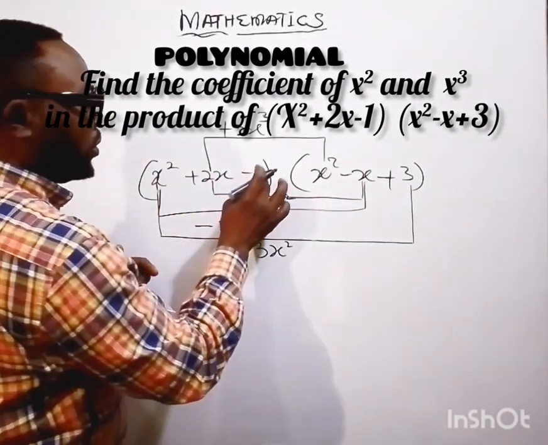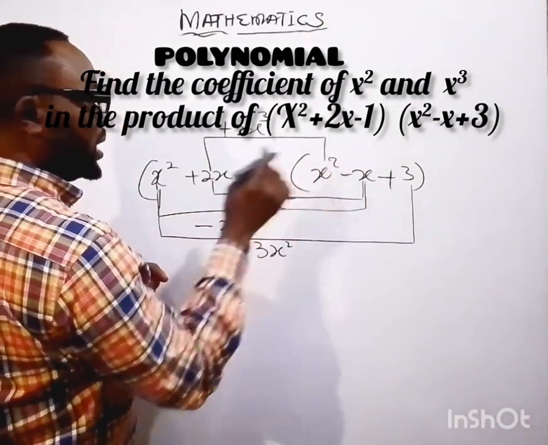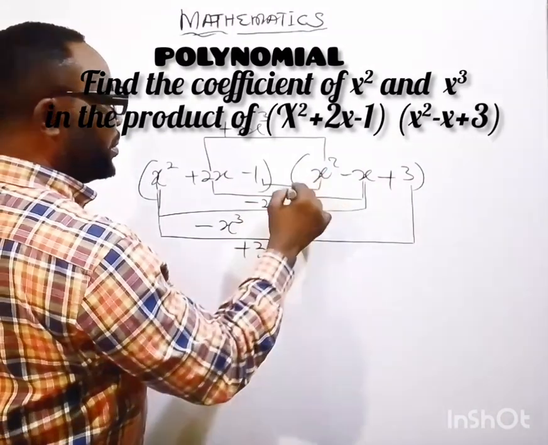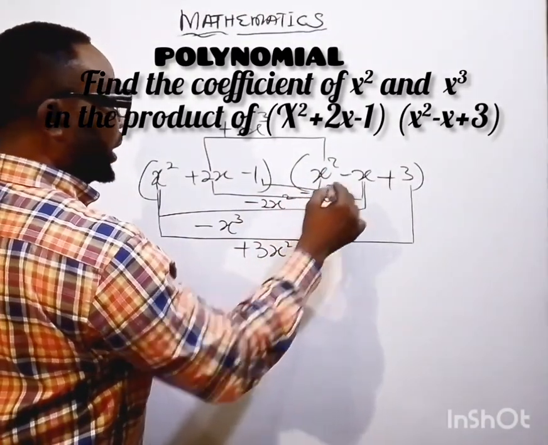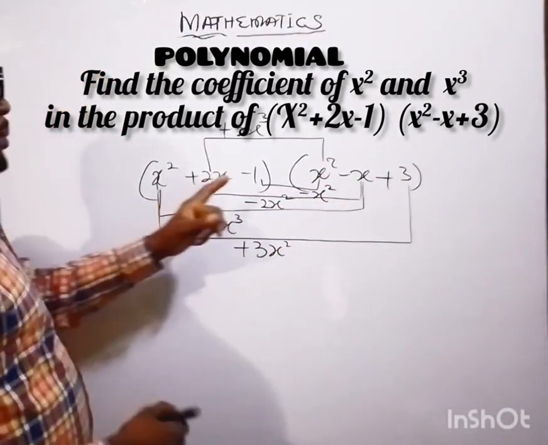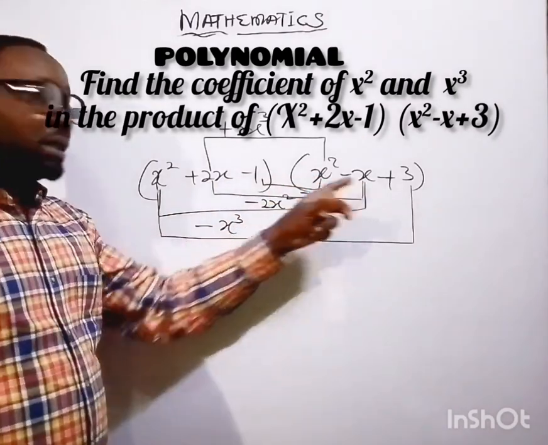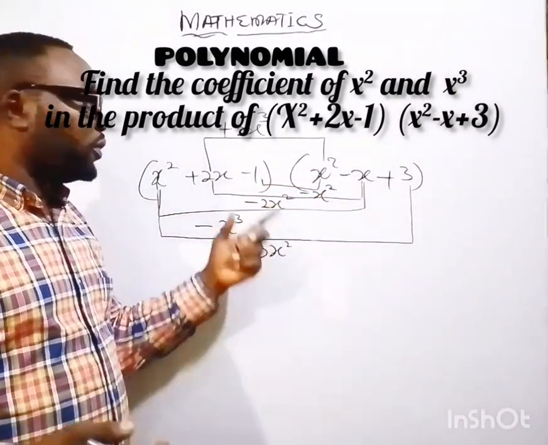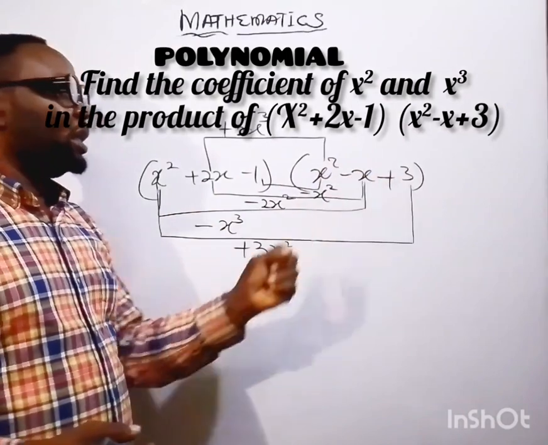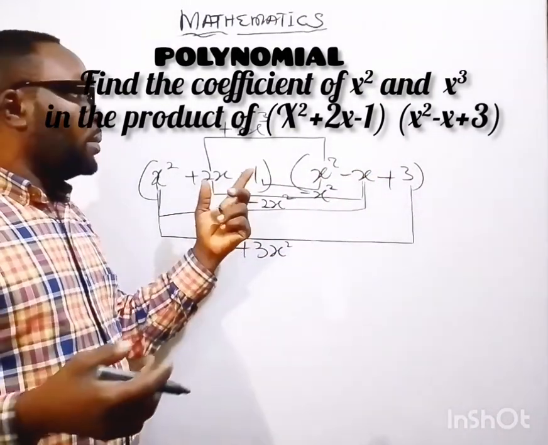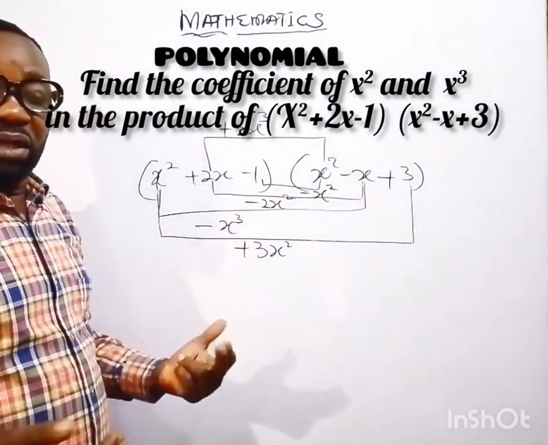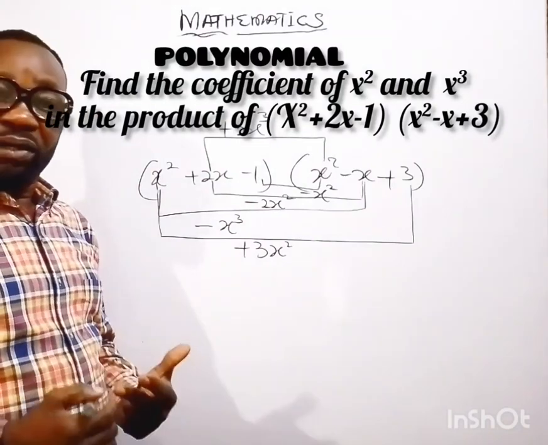I come to this one. Minus 1 times x squared will give me minus x squared. Minus 1 times x, that will be minus x, which is not part of what I'm asked to find. Minus 1 times plus 3, that is also minus 3. That is a constant. It's not part of the terms I am asked to find.